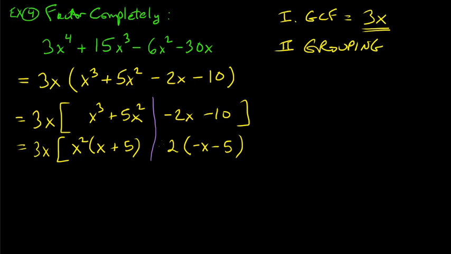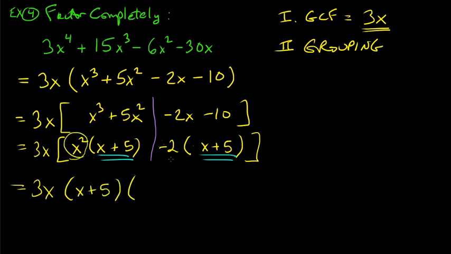I'll just erase the whole thing. Then you're multiplying a positive x times a positive 5. And let me just fix that. So this is what we had before: negative 2 times x plus 5. So now we can see our common factor, our GCF, is just the x plus 5. So we can factor that out. Ignore the 3x. We have a common factor of x plus 5, and it multiplies x squared minus 2. And now we're done.